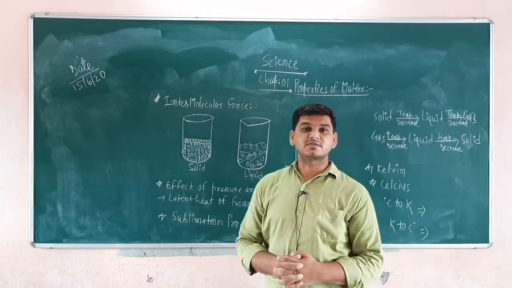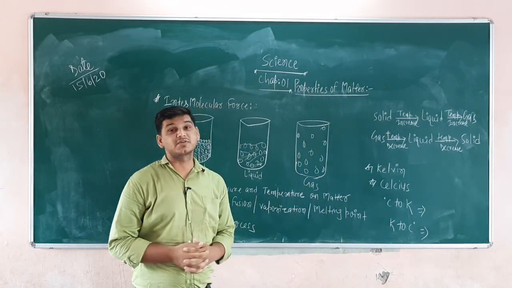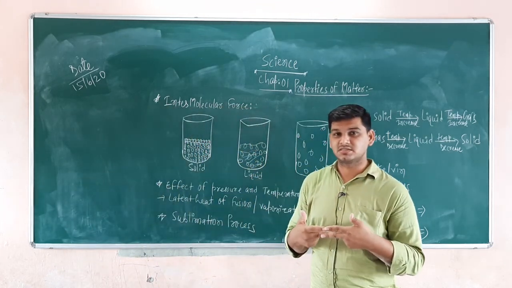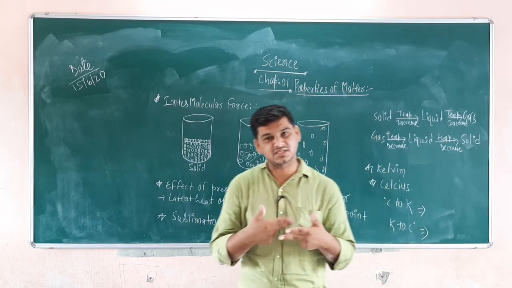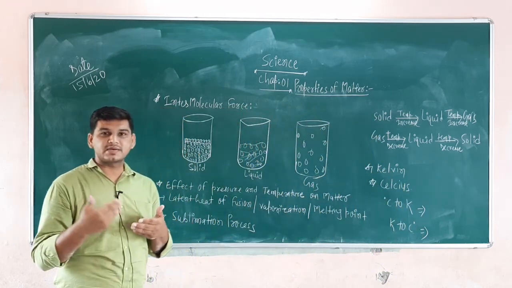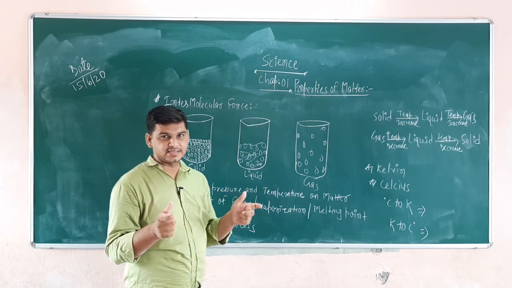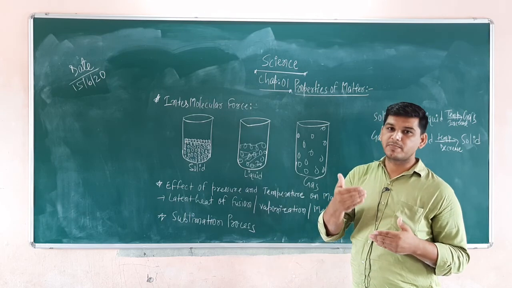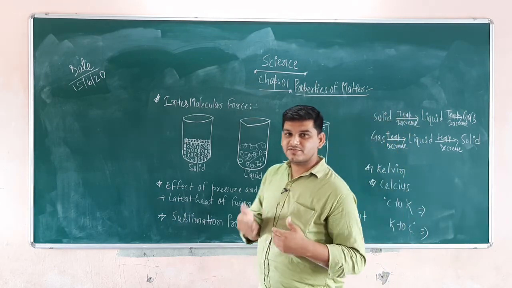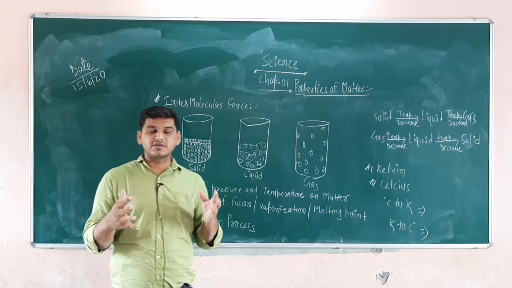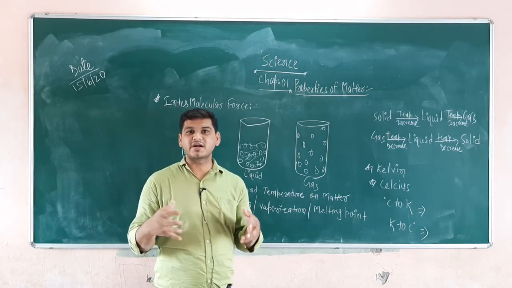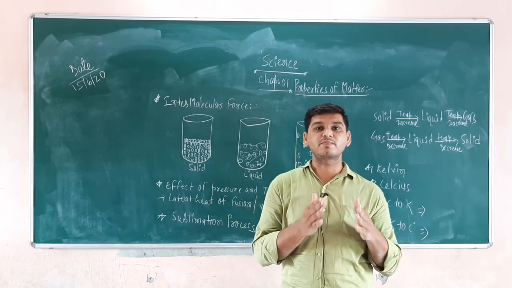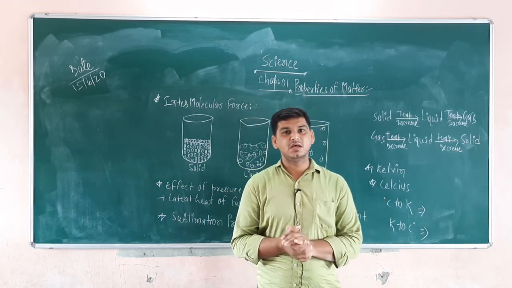In the previous class of science we were discussing the properties of matter. In properties of matter we discussed two types of properties: one is called physical property, another is called chemical property. In physical property, there are solid, liquid and gas, as well as in chemical property we discussed compound, mixture and element. We also discussed how solids, liquids and gases behave and what their properties are.